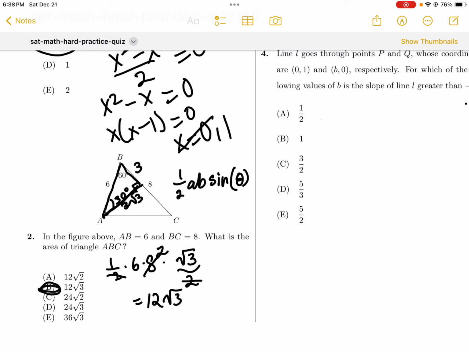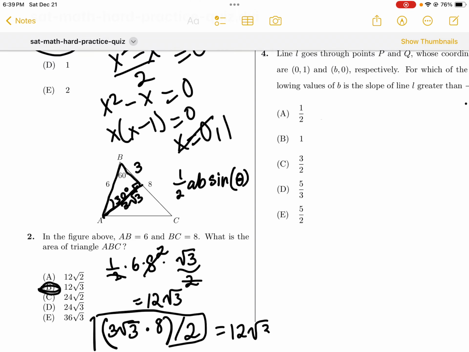Okay, now we have our altitude, 3√3, and the side it's perpendicular to, 8. In other words, we have our base and our height. And we know how to find the area of a triangle given the base and its height. It's just bh over 2. So that's what I have here. 3√3 times 8 divided by 2, that's just 12√3, and we're done.